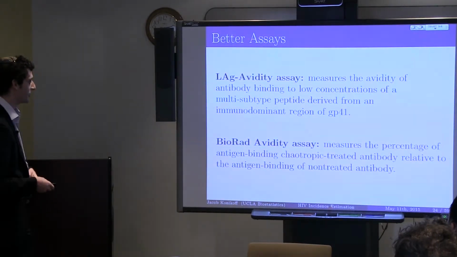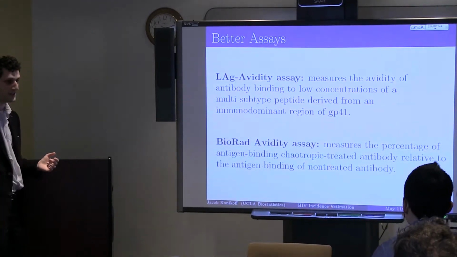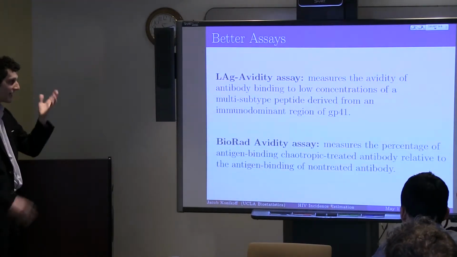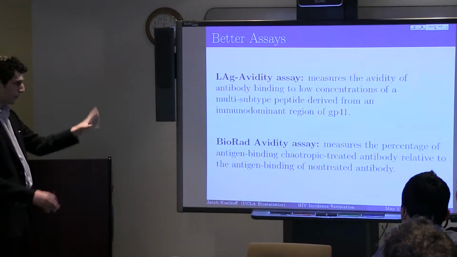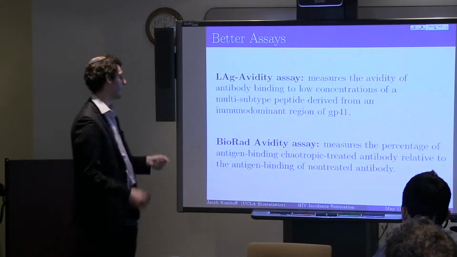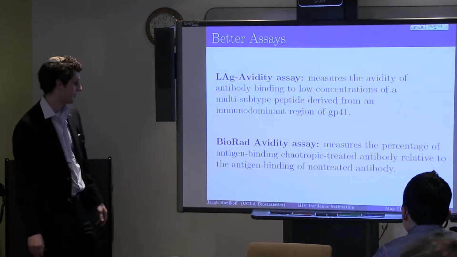So people said, well, can we make this work? Currently, the CDC is pouring a lot of money into this. Bill and Melinda Gates Foundation is pouring a lot of money into it. 2 recent assays that have come out are the LAG Avidity assay, these are both also measures of the immune response. This is measuring the avidity or strength of bonding to certain peptides in the immune system.